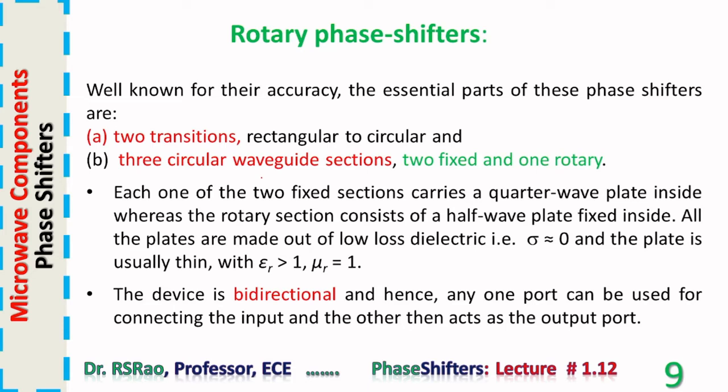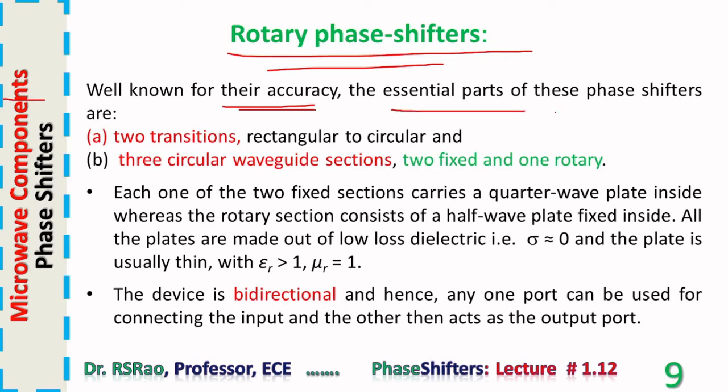We move on to another type of phase shifters called rotary phase shifters. These are well known for their accuracy. The most accurate phase shifters right now are rotary phase shifters. The essential parts of these shifters are two transitions, rectangular to circular. These transitions can also be called circular to rectangular. Then what are transitions? Transitions are pieces of hollow pipe waveguides. They are a cross between rectangular and circular waveguides.